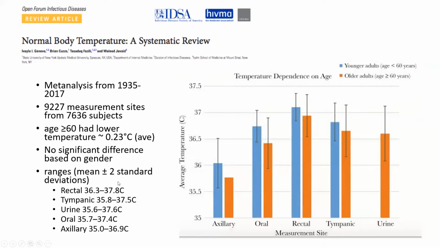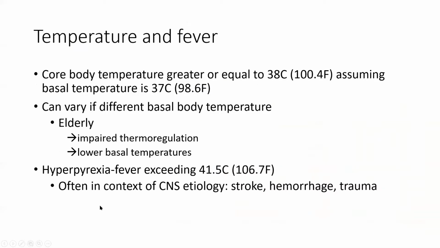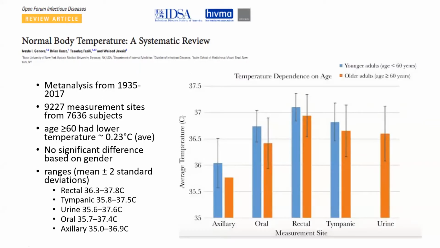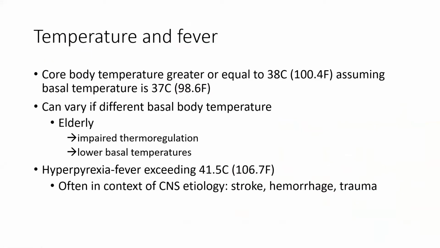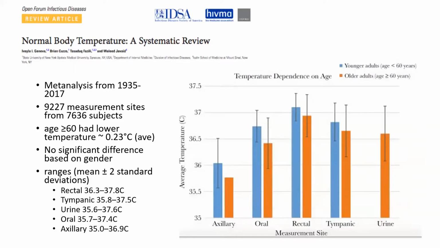So again, if you think about that definition of fever here, assuming basal body temperature is 37 degrees centigrade, and you're taking an axillary temperature, which ranges between 35 to 36.9 degrees centigrade, a patient may have a real fever reported as less than 38 degrees centigrade. I also wanted to say, please interrupt me at any time if anyone has questions about this.